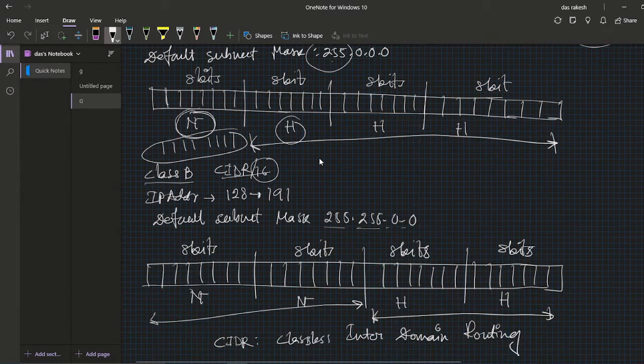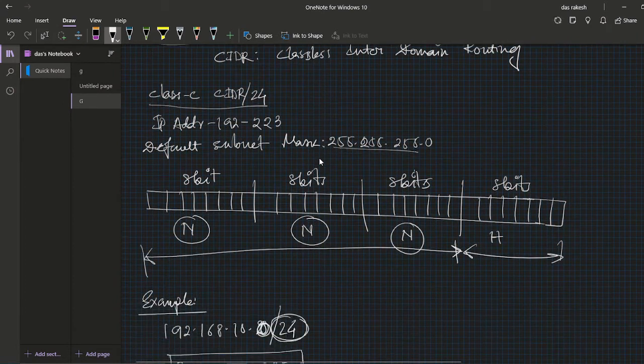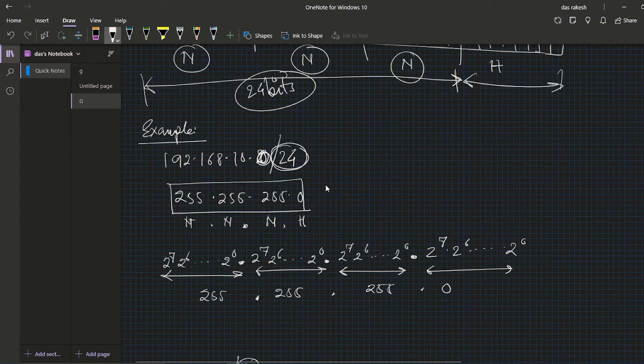But look, in class B there are 2 network bytes, so 8 and 8. Therefore here are 8 ones and here another 8 ones. So this is 255, this is 255, and 0 for the 2 host bytes. Now coming to the third point, class C: there are 3 network bytes, 3 times 8, 24 bits assigned for the network configuration. That's why you have 255.255.255.0.